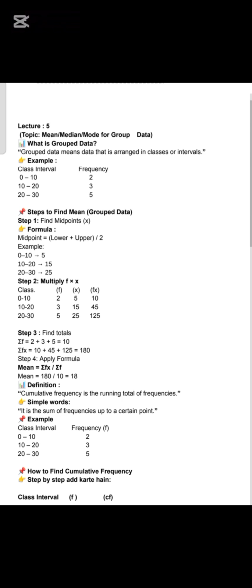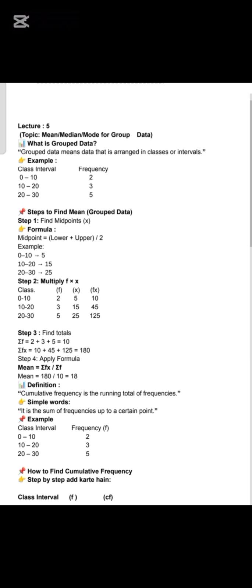Now move to the next topic, cumulative frequency. We already know that the median uses cumulative frequency. So first of all, we learn what cumulative frequency is. Now we can see the definition. Cumulative frequency is the running total of frequencies. It means each time we add the previous frequency. In simple words, we can say that it is a sum of frequencies up to a certain point. And the word cumulative means increasing by successive additions.